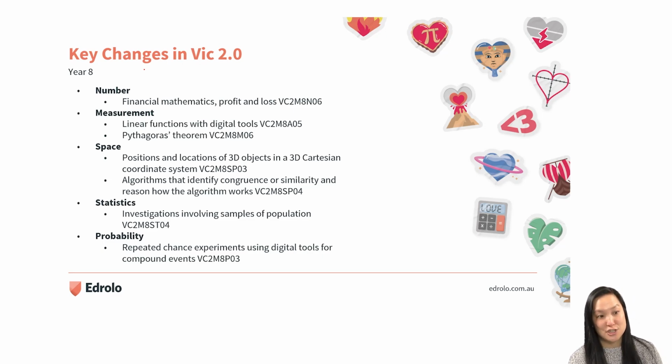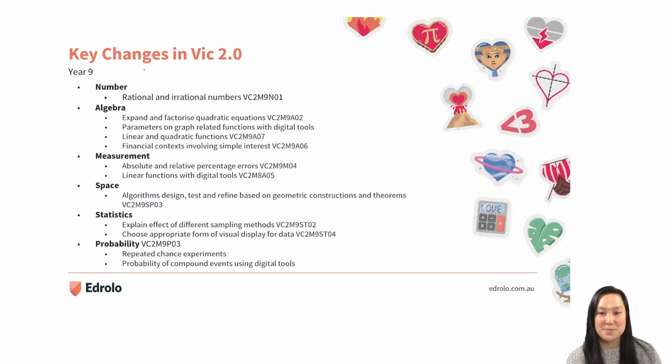Another main change in year 8 is talking about 3D coordinates on the Cartesian coordinate system. So moving from just X and Y coordinates to X, Y, and Z. This is a pretty big change for year 8 kids. In algorithms, we also see where they'll be using algorithmic thinking to identify congruence and similarity and reason how these algorithms will work. Again, we see here in statistics and probability using more real-world investigations and experiments using digital tools. In year 9, we see algorithms come up again.